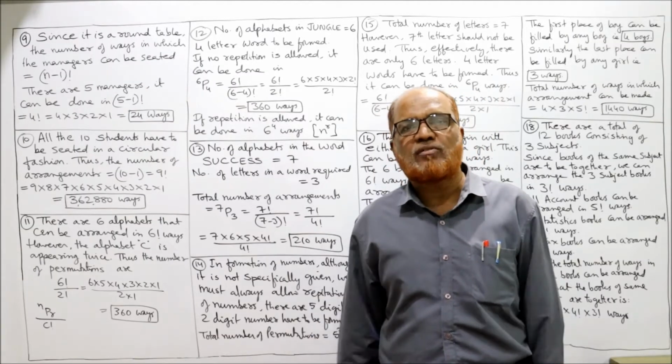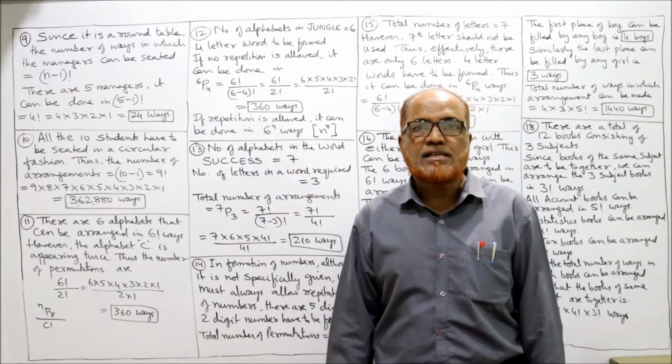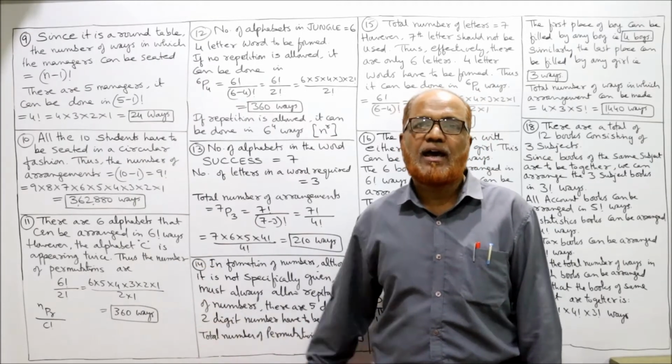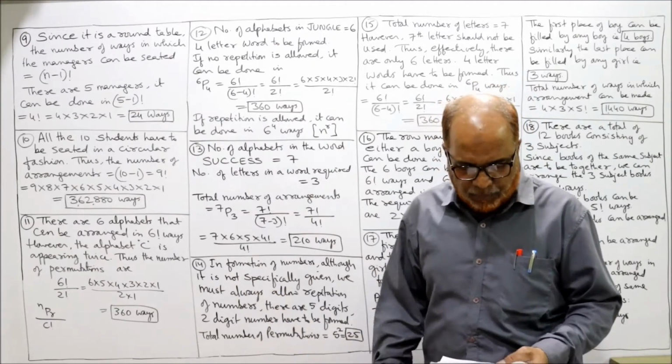In linear permutation we have seen nPr. In circular permutation we will have n minus 1 factorial. That's it. Now see the 10th problem.